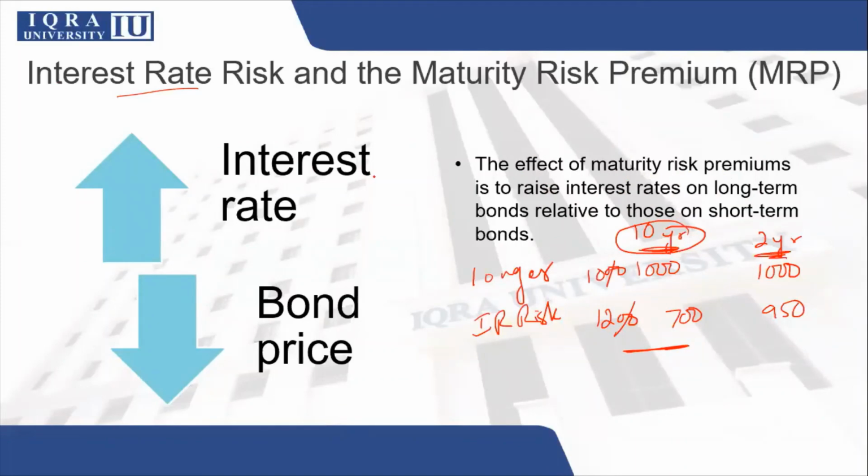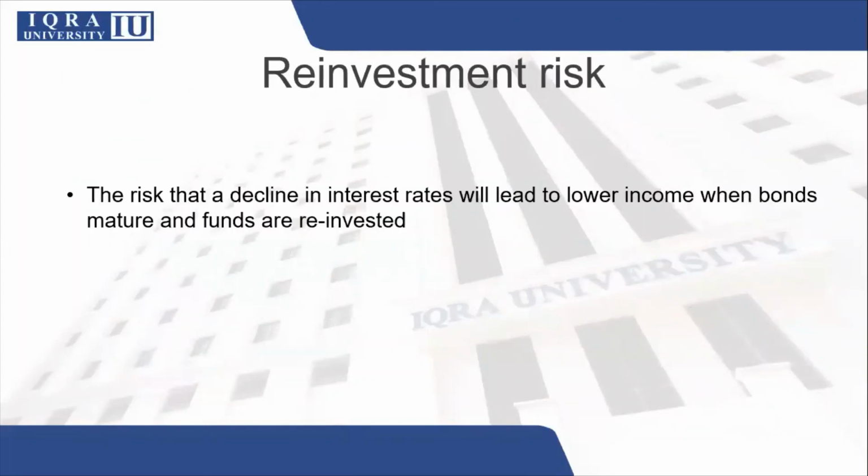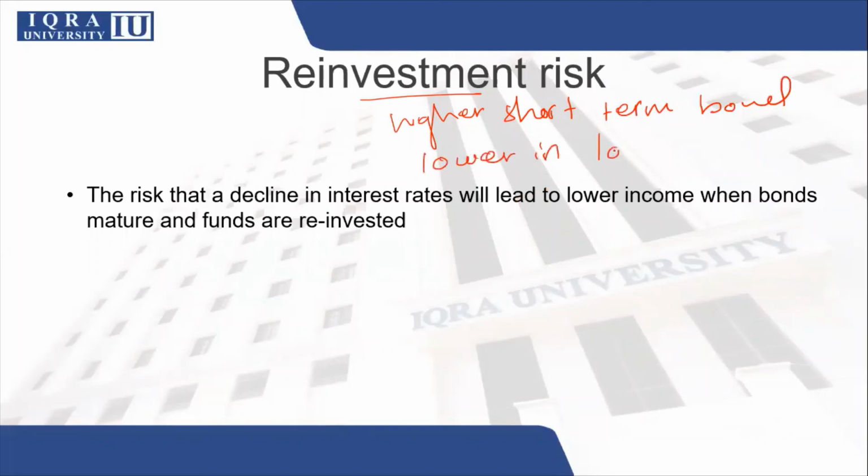Now, like you have interest rate risk, similarly, you have another risk, which is your reinvestment risk, and it is the opposite. Reinvestment risk is actually higher in short-term bonds and it is lower in long-term bonds. So the reinvestment risk is the risk that a decline in interest rates will lead to lower income when bonds mature and funds are reinvested.